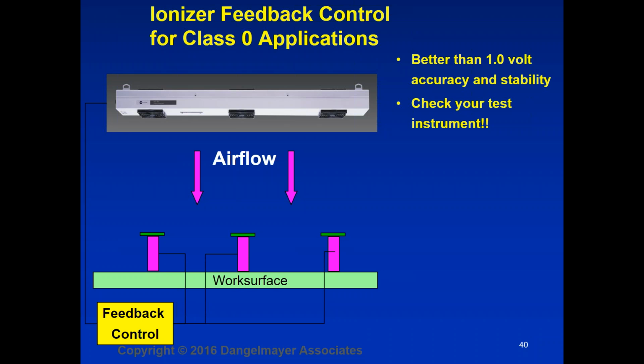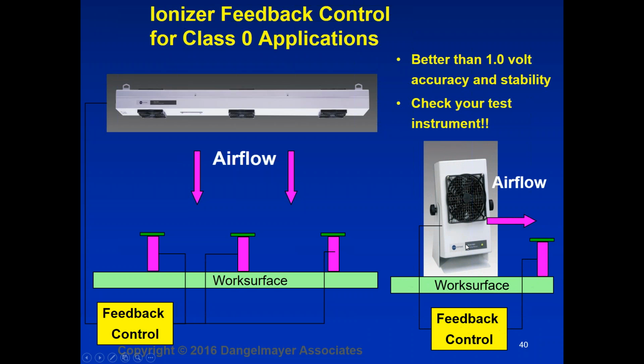Another click and you'll see a picture of, I think, a workbench ionizer also with a feedback control system. So Ted, can you give us another click there? Okay. Same thing for benchtop blowers. If you use them and pair them with a feedback sensor and a feedback control circuit, the ionizer will maintain better than 1 volt accuracy and stability, even if it's a corona ionizer. If that's not good enough, you wind up using alpha. The nuclear ionizers are intrinsically balanced at 0 volts, and they're very useful in these very sensitive applications. Next slide.